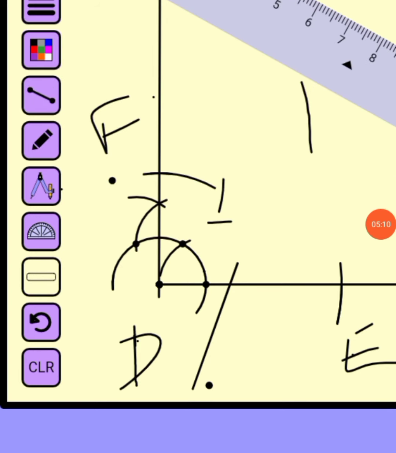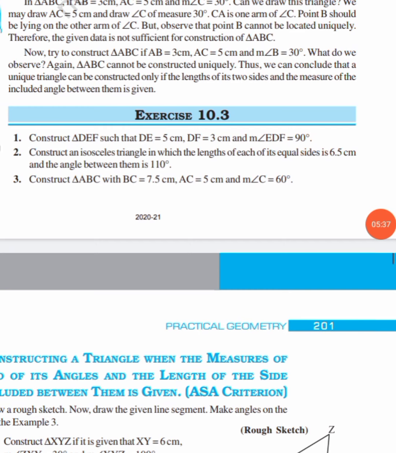You will draw a line from E to F. Use a scale and draw the line. So this is how you will draw triangle DEF. Okay. Next question.